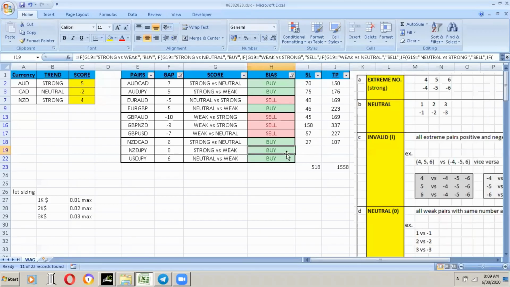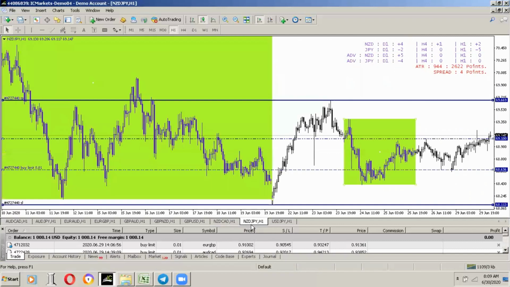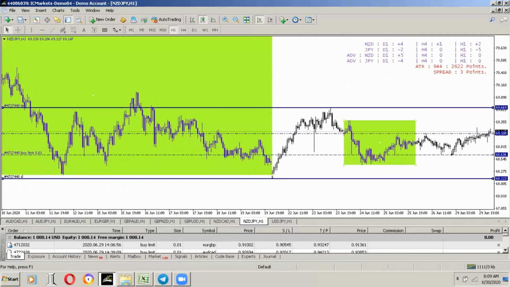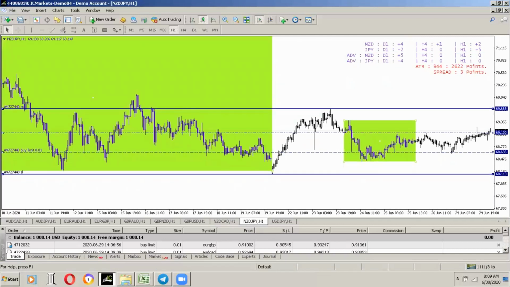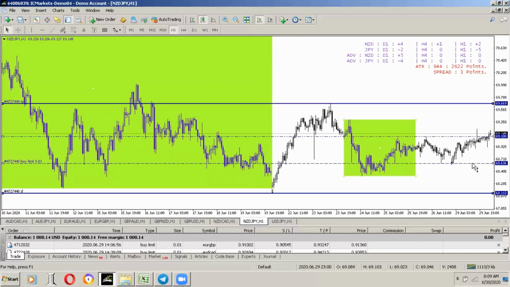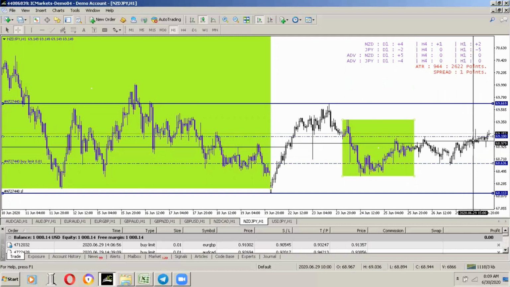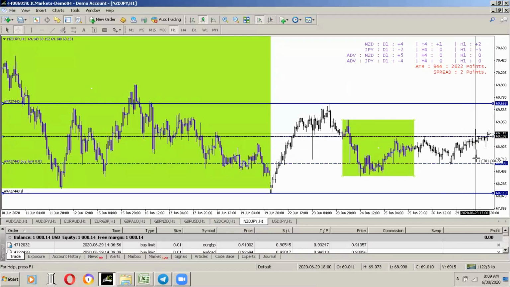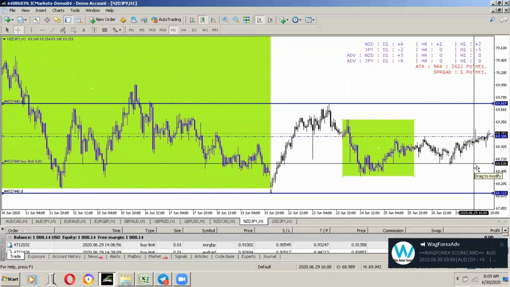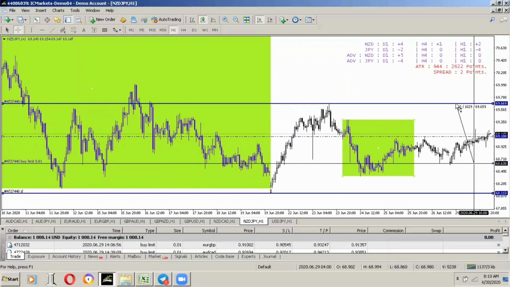So NZD-JPY, we also have a buy signal. So for NZD-JPY, maybe even just in this area, if it comes back. So if it comes back around this area, this would probably be the SL. So we have 50 and around 102.